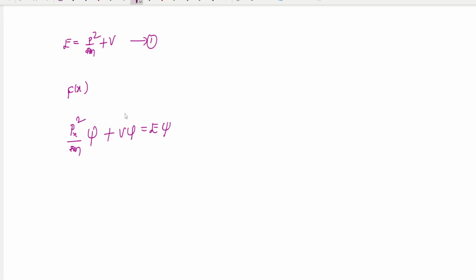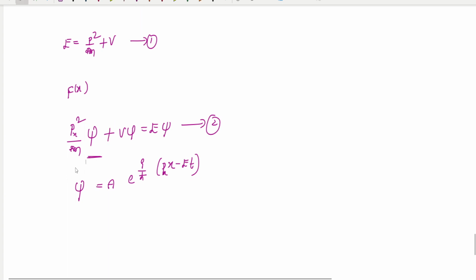So this is a differential equation. The solution of this differential equation, the wave function psi equals A e^(i/ħ (p_x x − Et)). This is the solution of this differential equation. Then you can try to substitute it into the differential equation here.